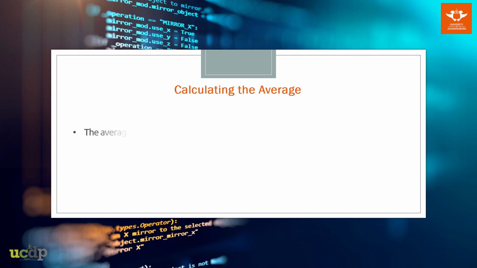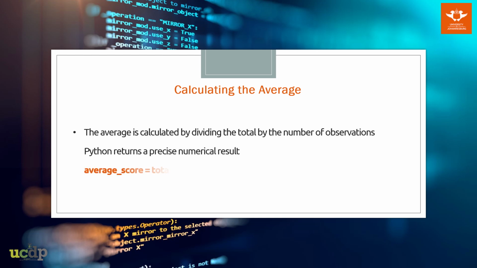We then calculate the average by dividing the total score by the number of observations. Python automatically returns a decimal value, ensuring precision in the result.